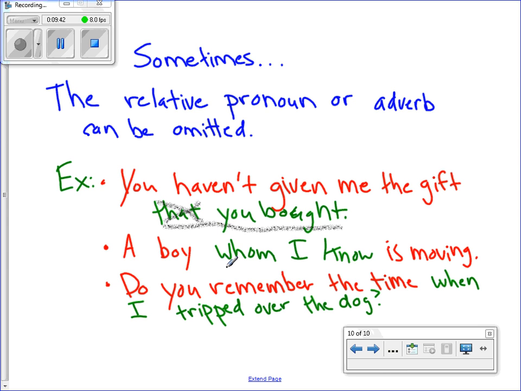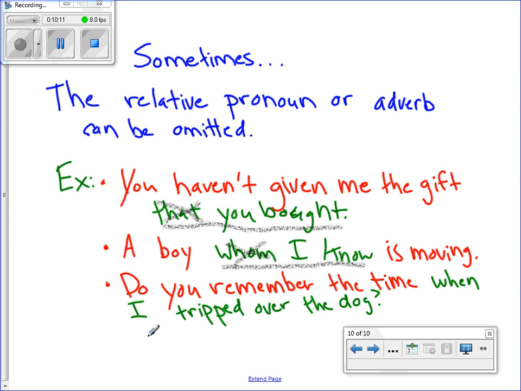Another example, a boy whom I know. Whom I know is our adjective clause, and it's describing a boy. Which boy? Whom I know. And you don't have to have the word whom in there. The sentence makes sense and still has the same meaning if you take out the word whom. So the new sentence would be, a boy I know is moving. It's implied that the word whom is there.